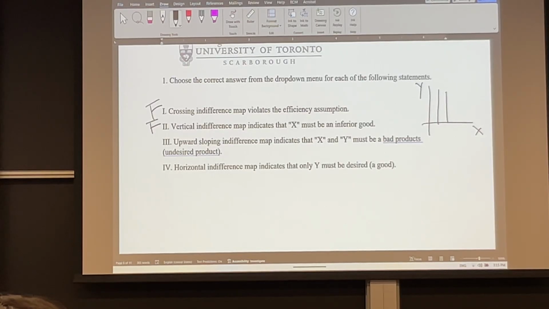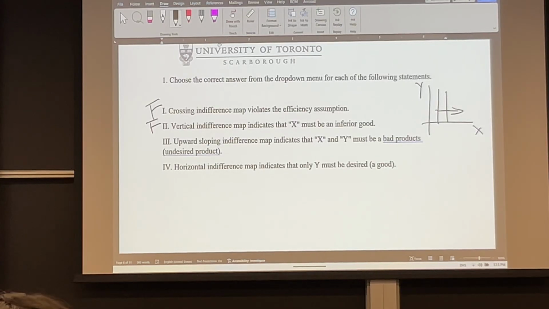If you want to become happier, you have to get more X that pushes you to a higher indifference curve. So a vertical indifference map means X is good, Y is neutral. If horizontal, it means Y is good, X is neutral. Makes sense? Okay. What about the third one?